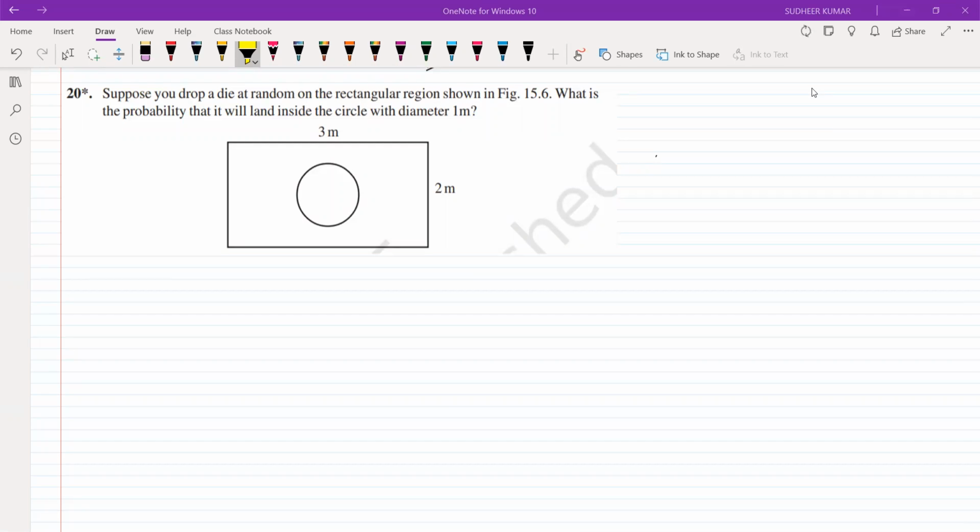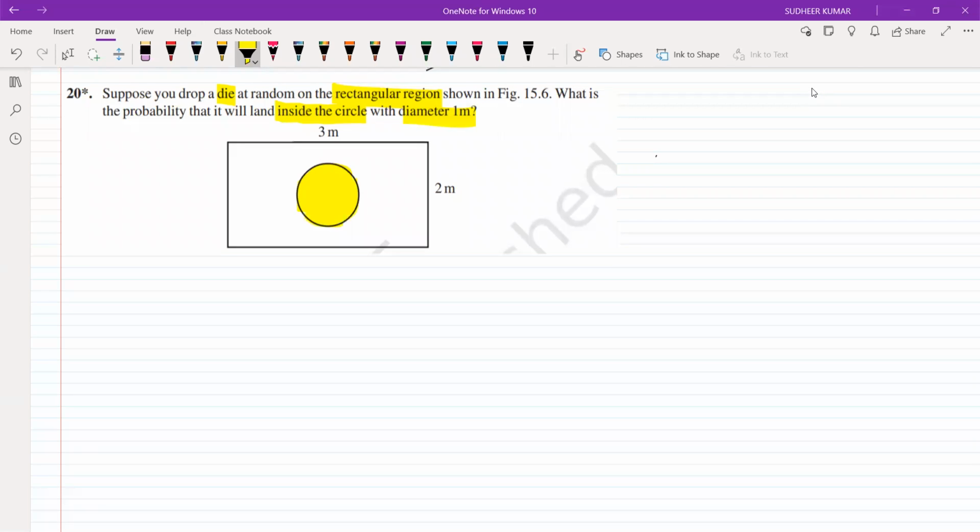Suppose you drop a die at random on the rectangular region shown in this figure. What is the probability that it will land inside the circle with diameter 1? So what are the possibilities now? Inside the circle. What is the meaning of inside the circle? It can be anywhere in this shaded region.